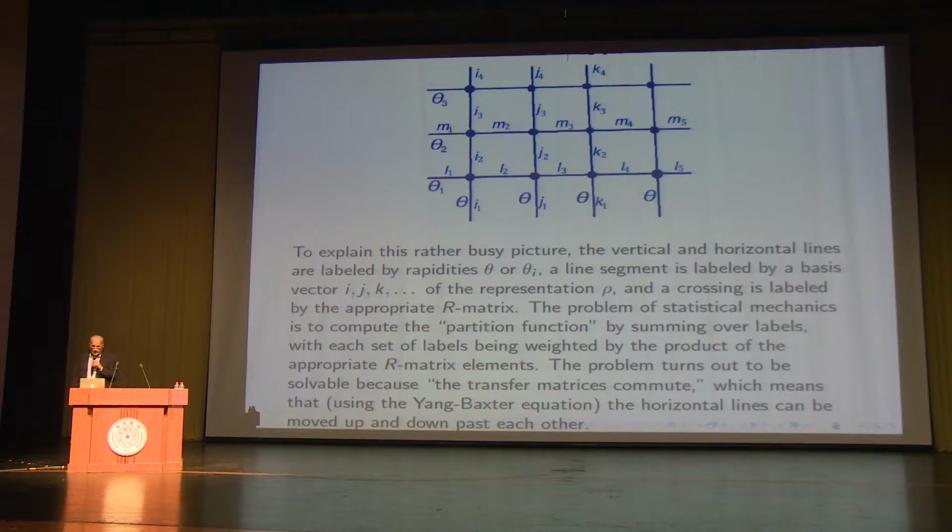And these models turn out to be solvable because the transfer matrices commute, which means using the Yang-Baxter equation, the horizontal lines can be moved up and down past each other. So it's a long story to actually compute the partition function, but the starting point is that the transfer matrices commute.